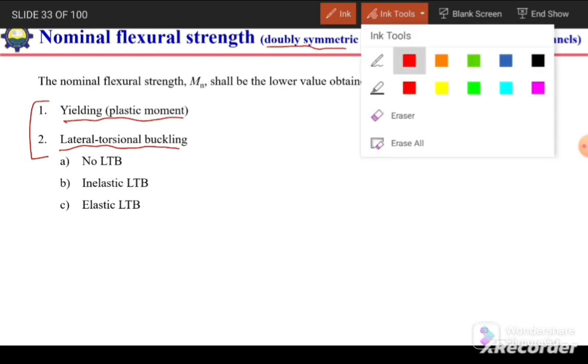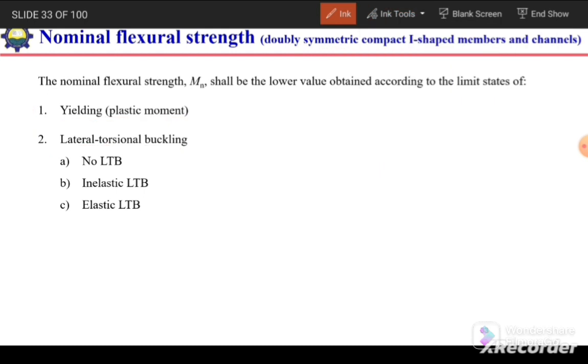So the nominal flexural strength of a compact section will be governed by the yielding of the section or by the lateral torsional buckling of the section. In the case of lateral torsional buckling, we can have three cases: either the buckling is elastic, inelastic, or there is no buckling.